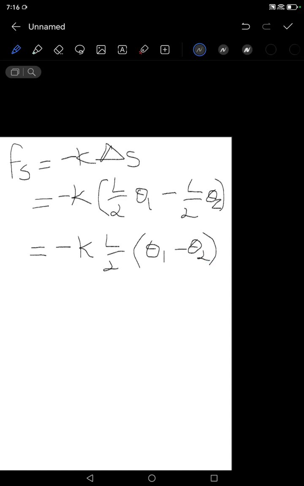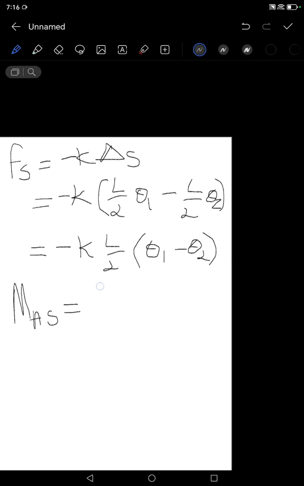But remember, we want the moment. The horizontal spring force produces a moment about A because it acts at a distance L over 2 from the hinge. So the moment on the left rod from the spring, the moment at A for spring, is going to be the length multiplied by force. Remember, moment is distance multiplied by force.